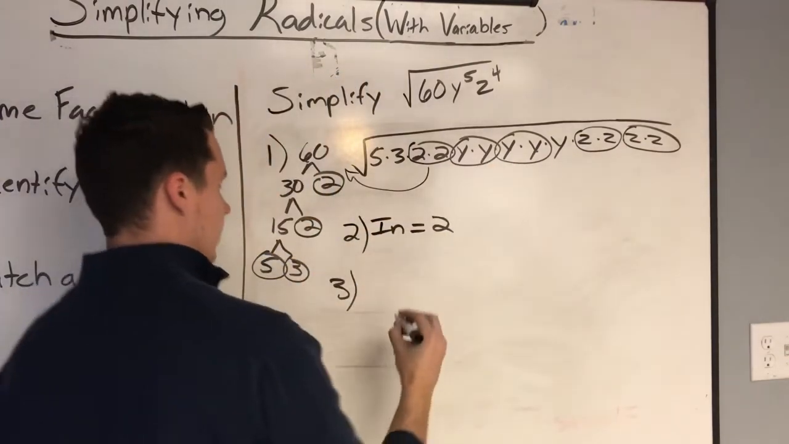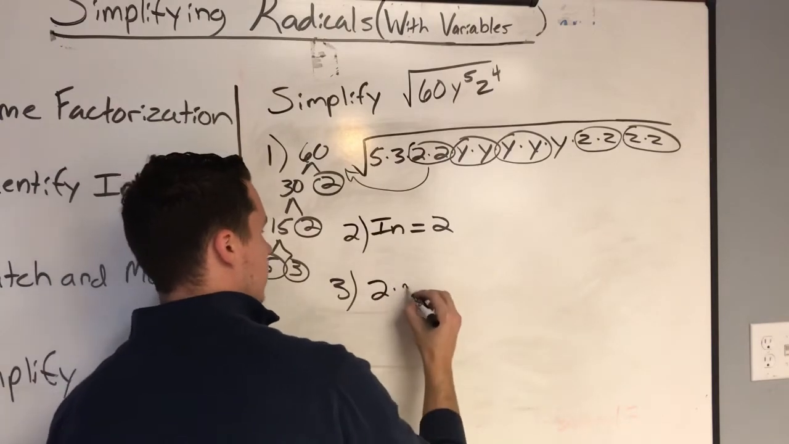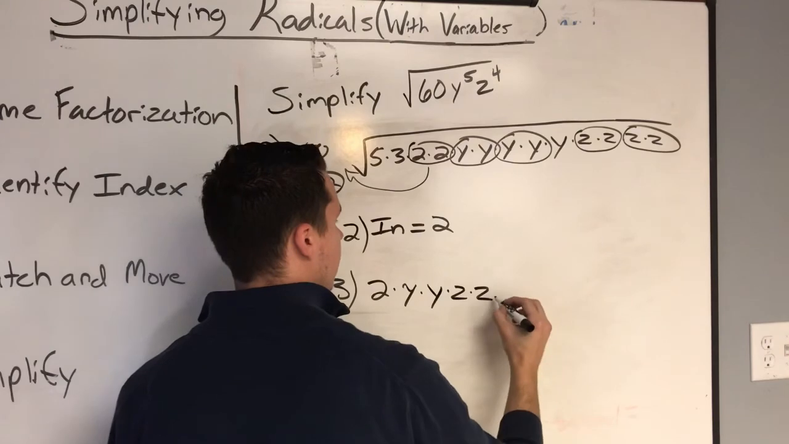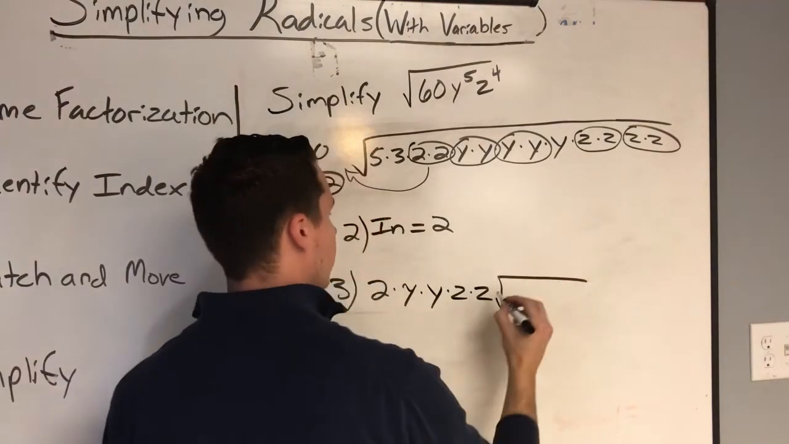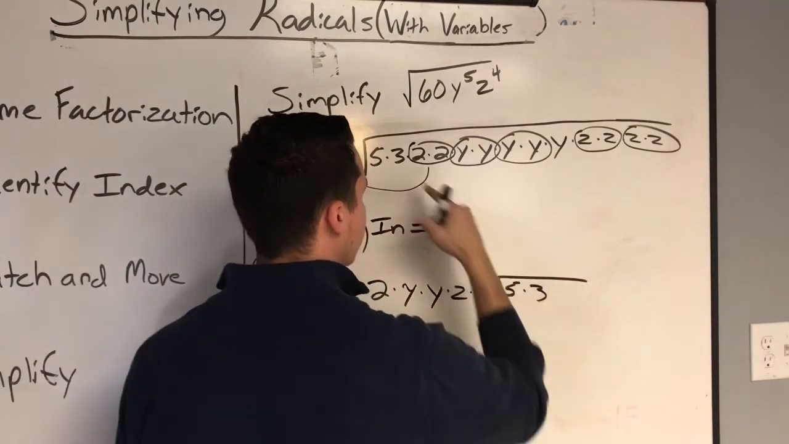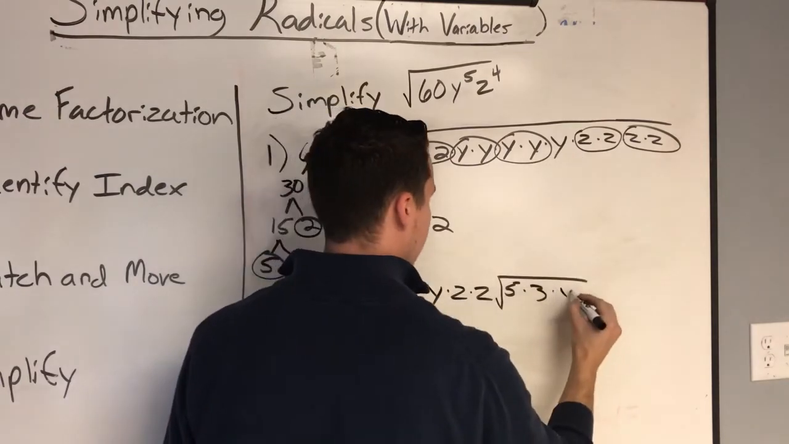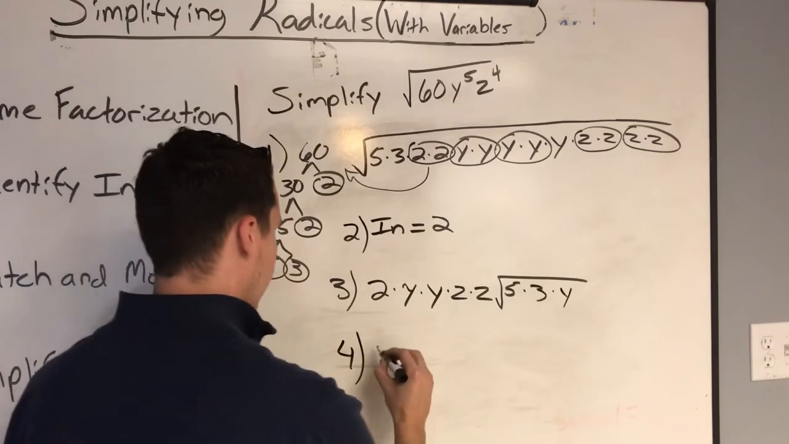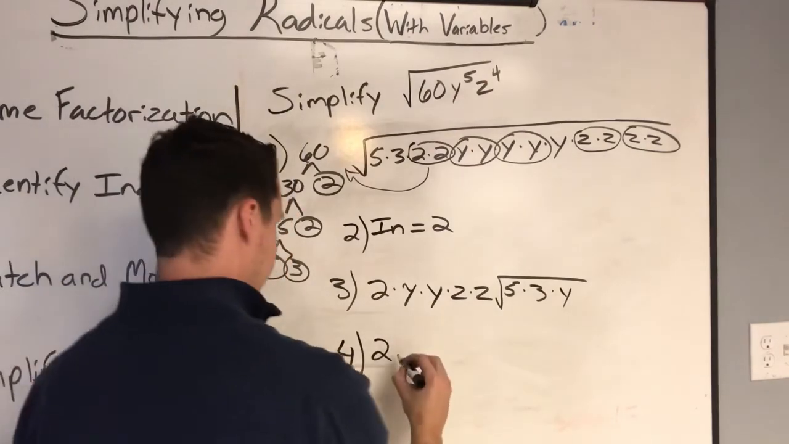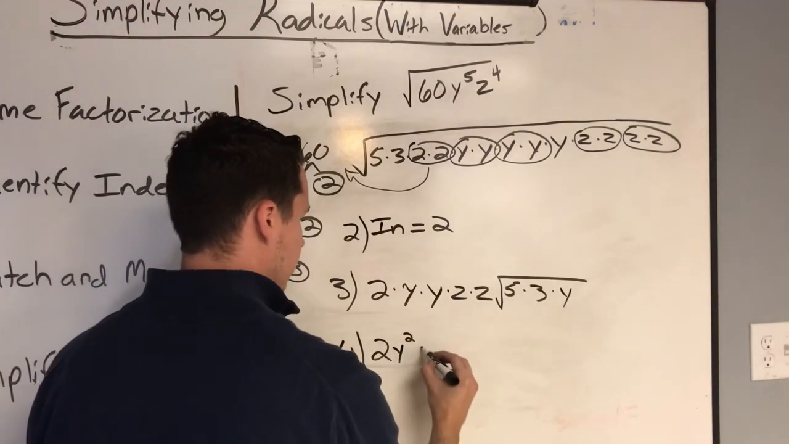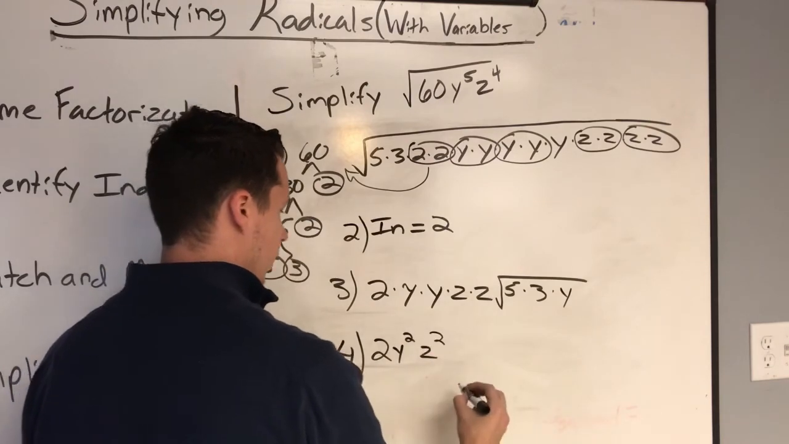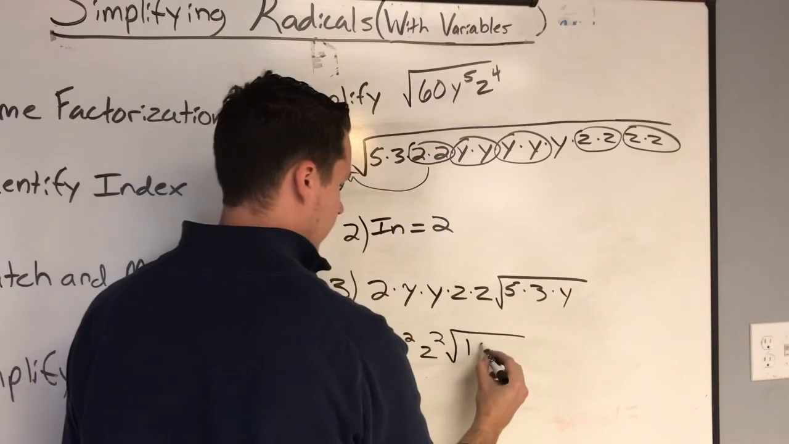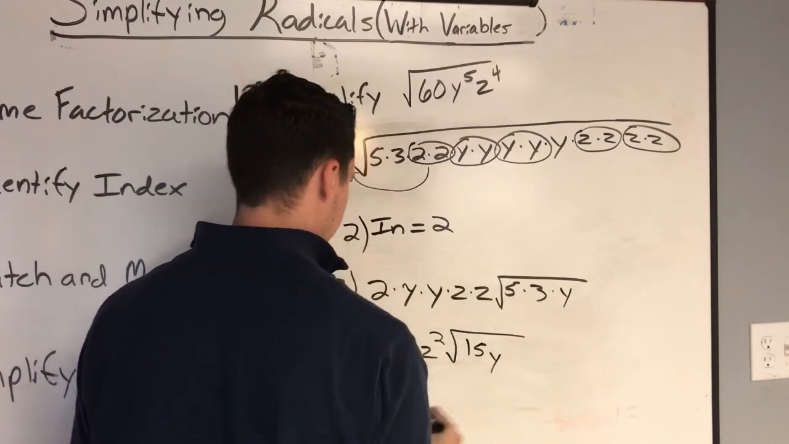I'm not going to do that a bunch of times. So we got 2 times y times z times the square root of 5 times 3 times y. All right, let's simplify everything together. We're going to have 2 times y what? y squared times z what? z squared, square root of 5 times 3 is 15y.